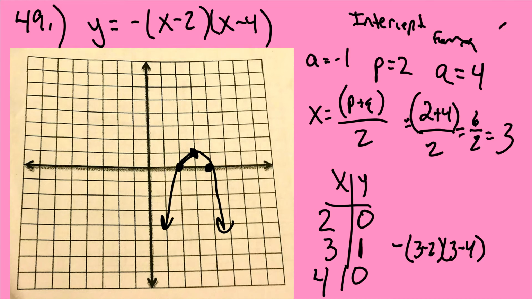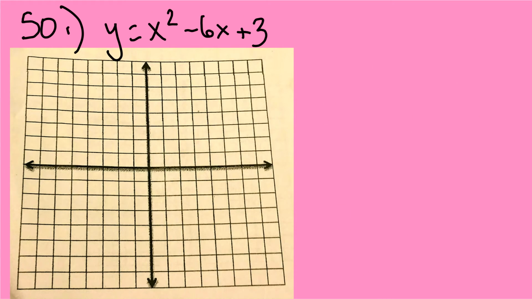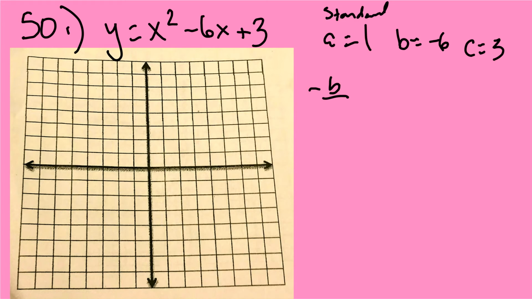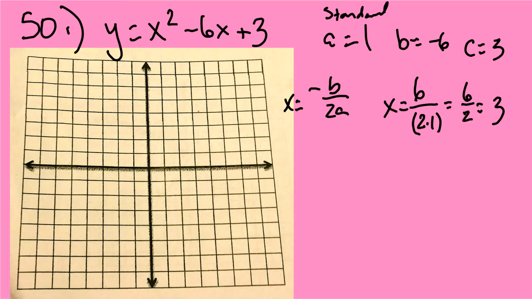That's good for 49. Alright, y equals x squared minus 6x plus 3. So I say A is 1, B is negative 6, C is 3. Notice we're back to standard form because there are no parentheses. The opposite of B, all over 2A. I say x equals the opposite of 6 is positive 6, all over 2 times 1. So it's 6 over 2, which is 3. So now the middle of our XY chart is 3. So I make my XY chart.